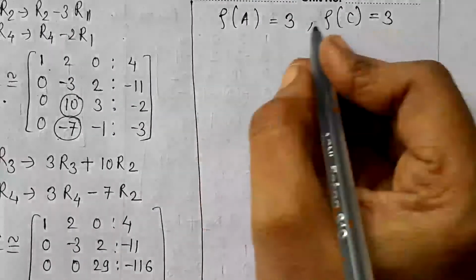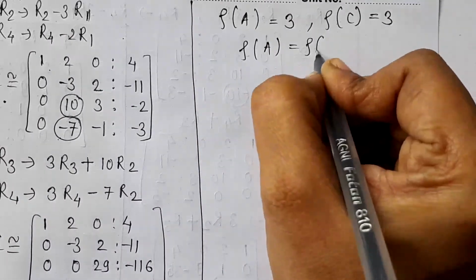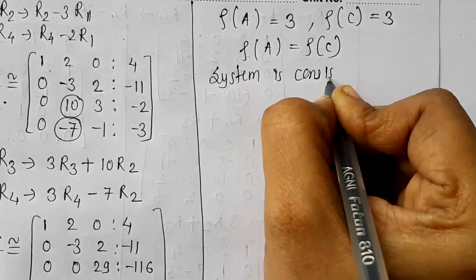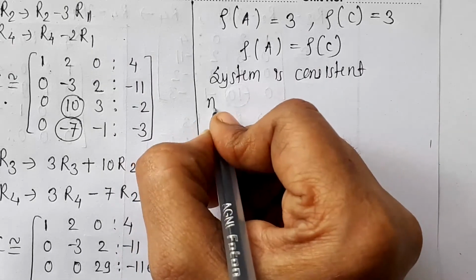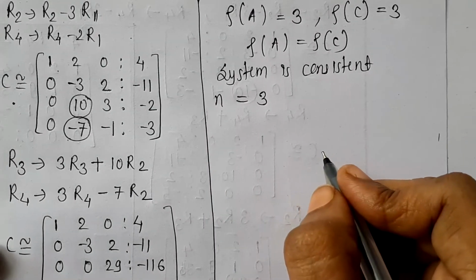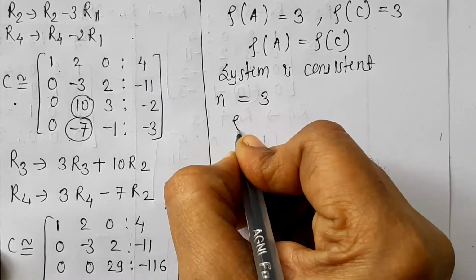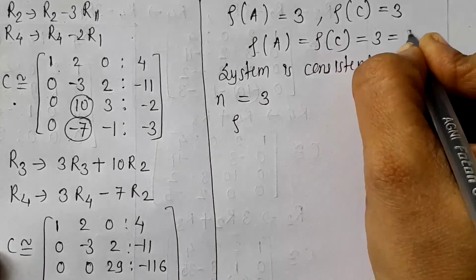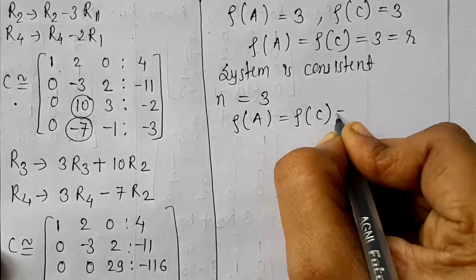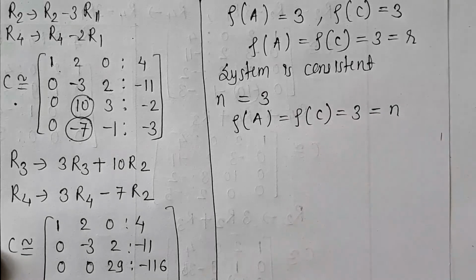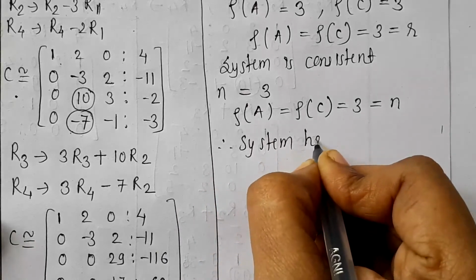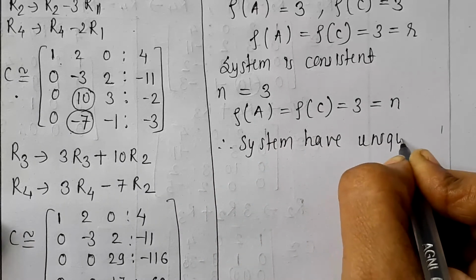Now see, if both are the same, rank of A is equal to rank of C, then we say that the system is consistent. And find out the number of unknowns n. Here n is x, y, z, so 3 unknowns are there. So n is equal to 3. If n is equal to 3 and rank of A is 3, which we are denoting by R, so rank of A is equal to rank of C, which is equal to 3, and again it is equal to n, the number of unknowns. Therefore the system has a unique solution, not infinite solutions.